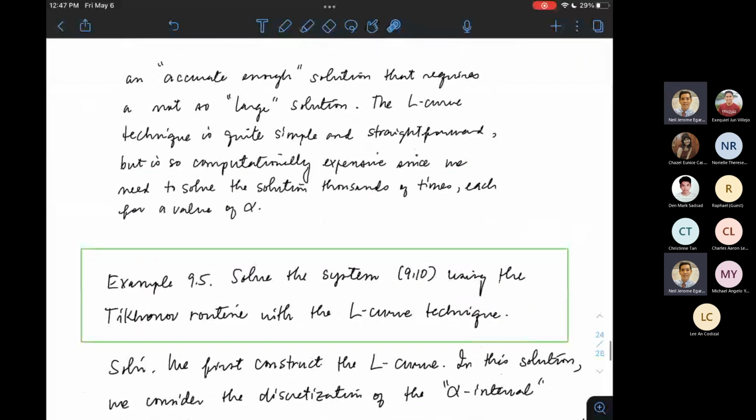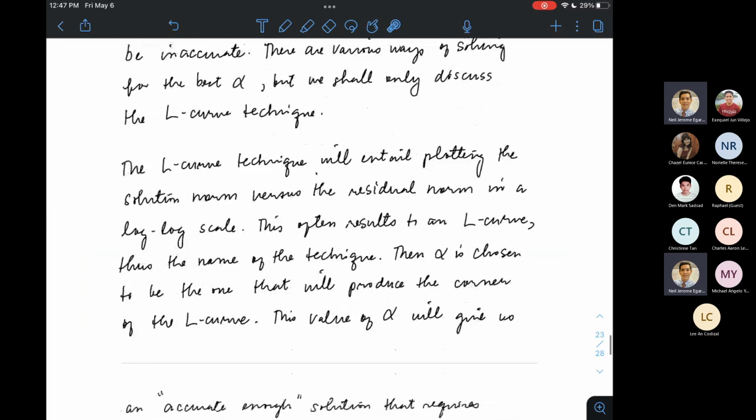Pero kung merong isang madali, and this is usually used sa engineering. Yung mga engineers, ito yung paborito nilang gamitan kasi napakasimple. Ito yung tinatawag na L-curve. Okay. Ano yung ginagawa sa L-curve?